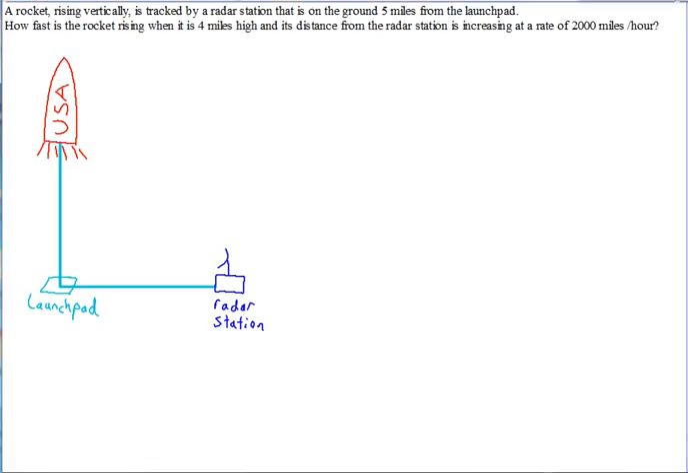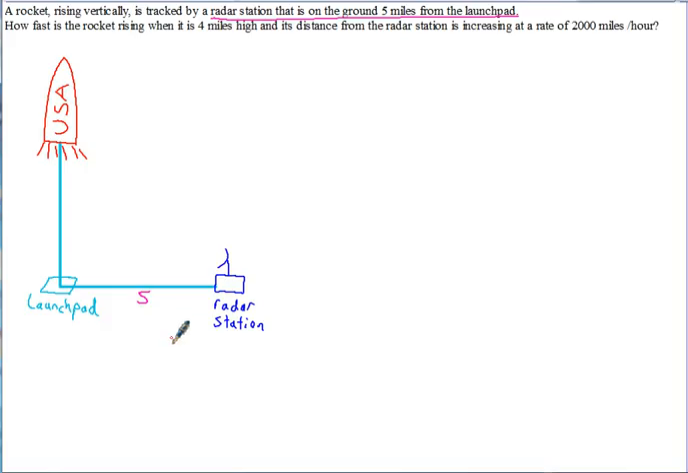Usually the most challenging part of these problems is figuring out how to label your diagram and how to start setting it up. So first you want to see, is there anything that's going to remain constant in the problem that's not changing? In this particular problem, it says the radar station's on the ground 5 miles from the launch pad. So that's not changing. So in our diagram, we don't need to assign a variable there. We can call that 5, because that's a constant.